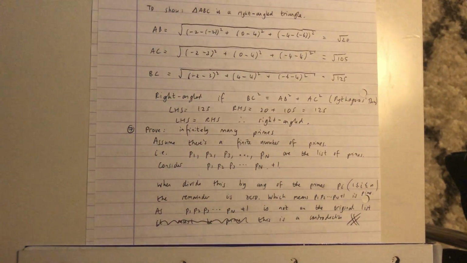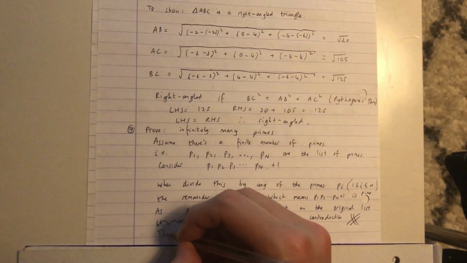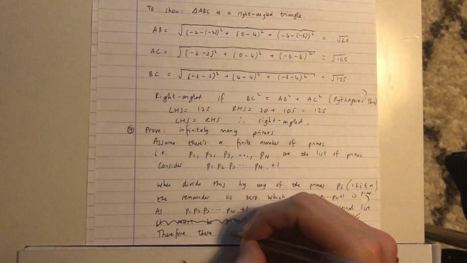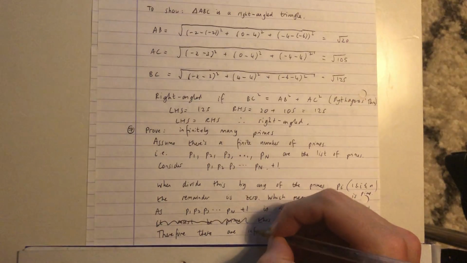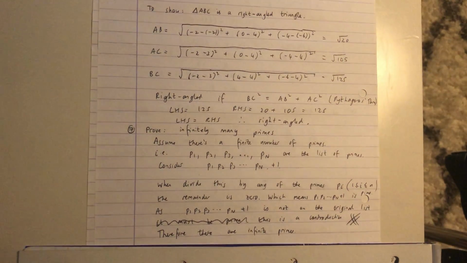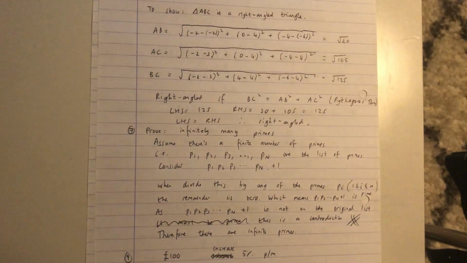And just finish off with the conclusion. Therefore, there are infinite primes. Perfect. So let's keep going.